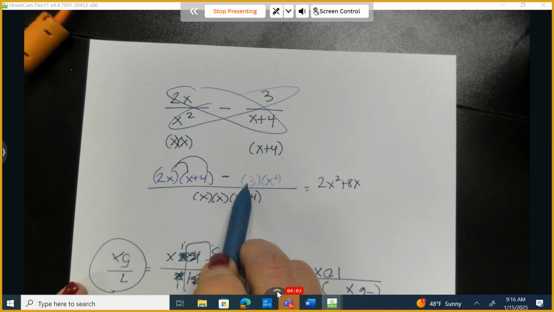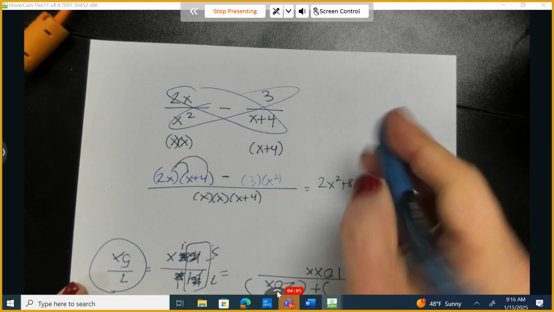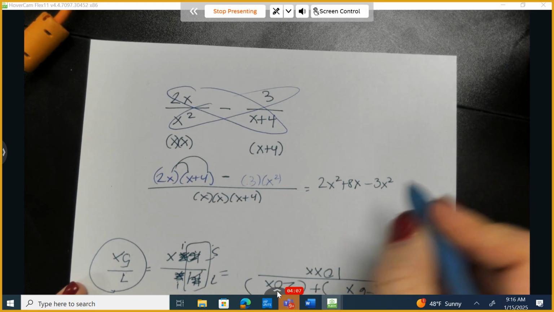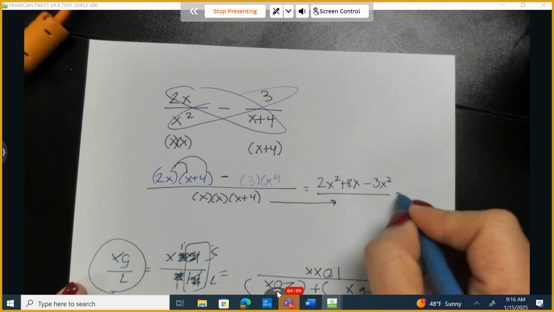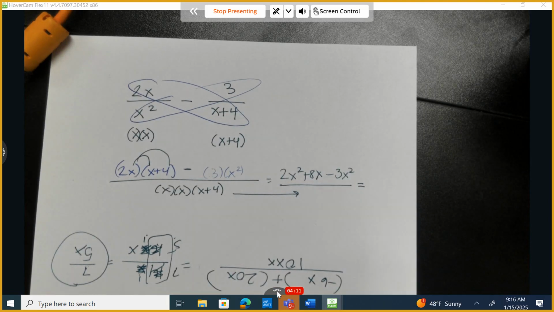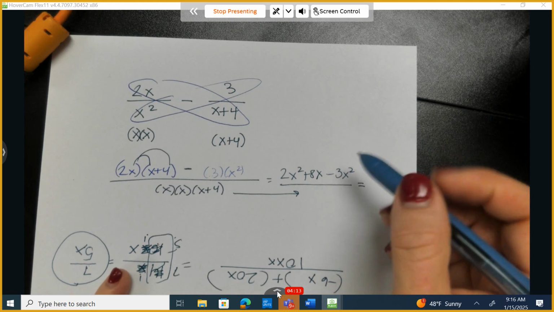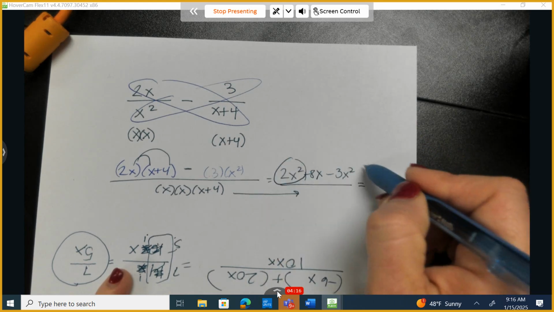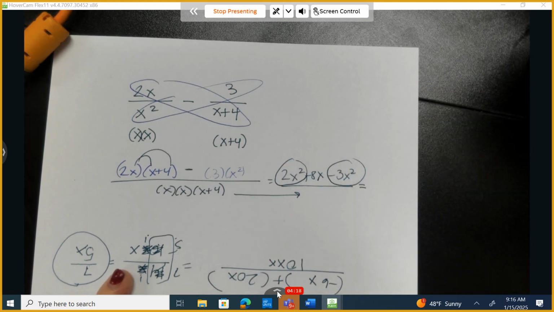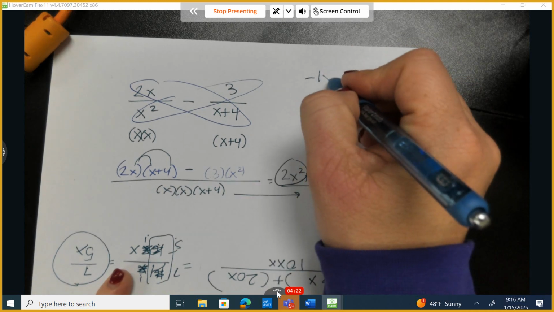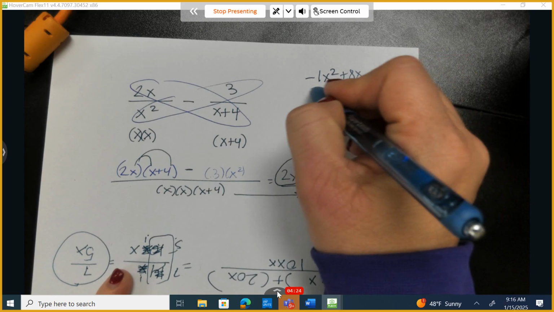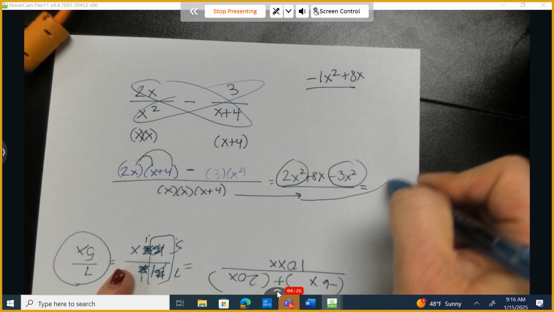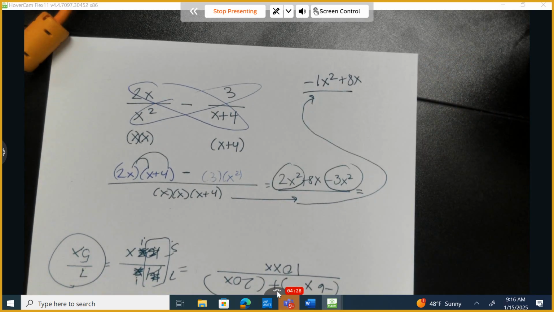Now be careful, this is not just a 3, it's a negative 3, minus negative 3x squared. Okay, in the numerator, I'm looking for any common terms so I can combine these. I'm going to go up above where I have a little more space. A positive 2x squared and a negative 3x squared is a negative 1x squared. All of this looks great, right? And I'd have this denominator come up here. All of this looks great, but I'm still not done.